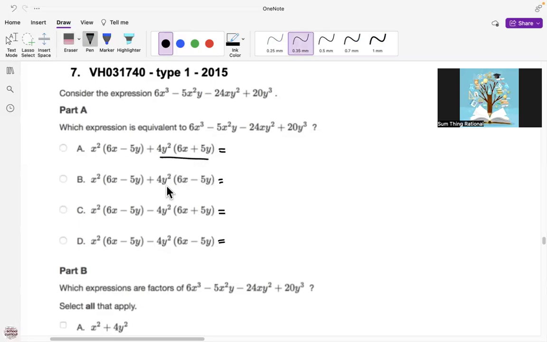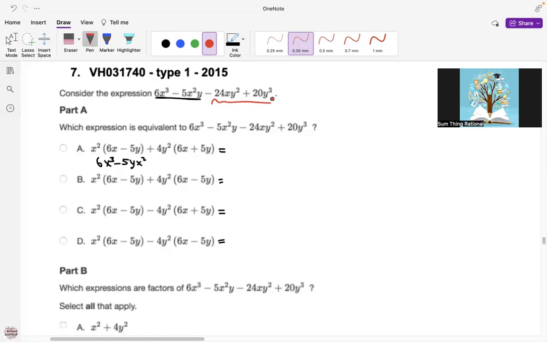When you look at the remaining terms, now the difference starts. Here is minus plus, here is minus minus, these are plus minus. Here is the difference. It means the first two terms will not give me the answer; the last two terms will. Because when I multiply x squared and 6x, I get 6x cubed, which we already have at the start of the expression. Then x squared times negative 5y is negative 5x squared y, which is the second term. So the remaining multiplication must give negative 24xy squared and positive 20y cubed.